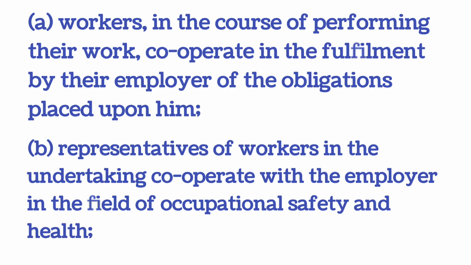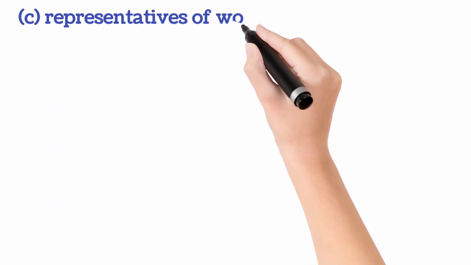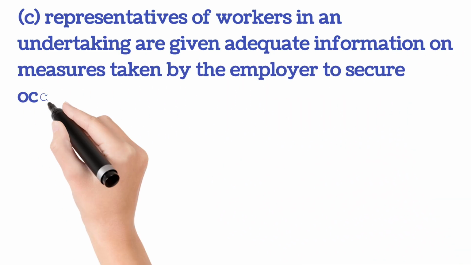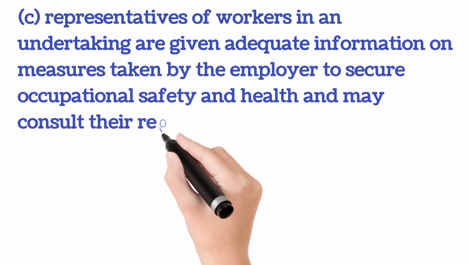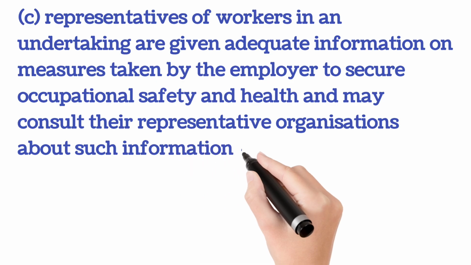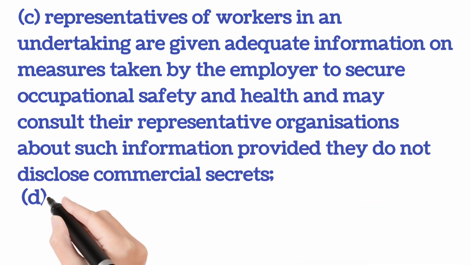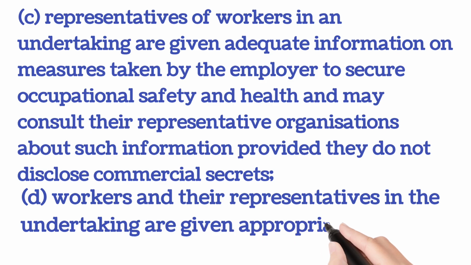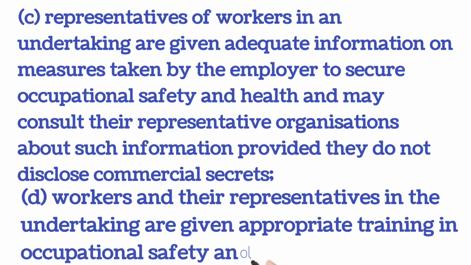C. Representatives of workers in an undertaking are given adequate information on measures taken by the employer to secure occupational safety and health, and may consult their representative organizations about such information, provided they do not disclose commercial secrets. D. Workers and their representatives in the undertaking are given appropriate training in occupational safety and health.